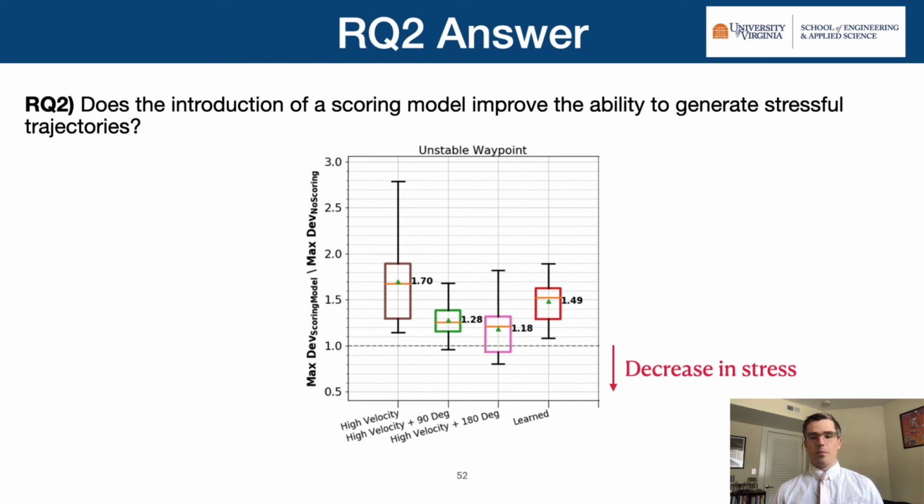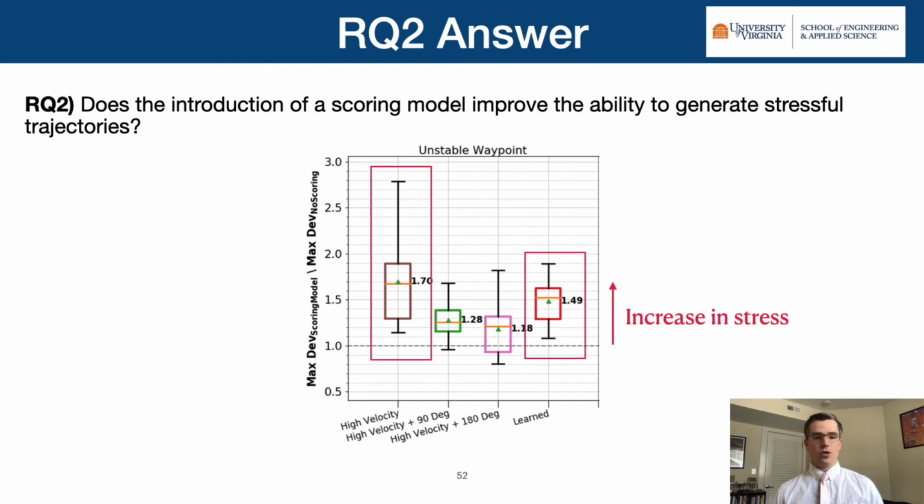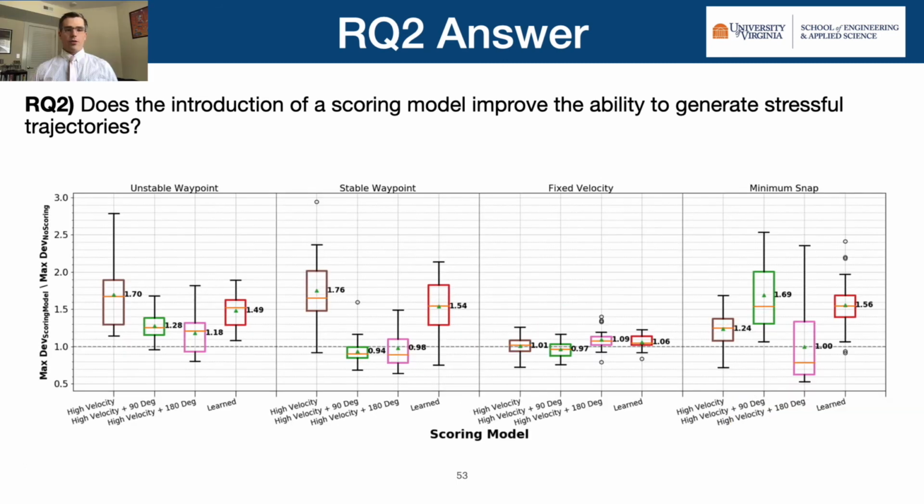We can see that for both the high velocity and lone scoring models, all trajectories generated had a higher stress than the mean maximum deviation when no scoring model was used. This, however, only shows the results for a single control method of the flight goggles quadrotor. When we look at the results for each of the different software configurations, we found that at least 1 of 3 handcrafted scoring models results in a more stressful test set.